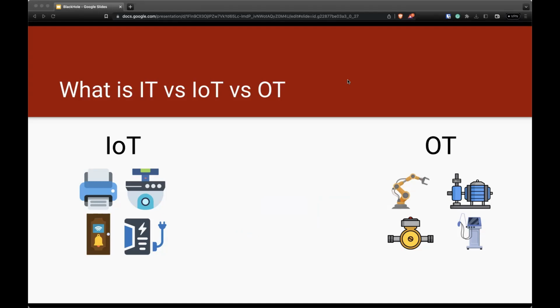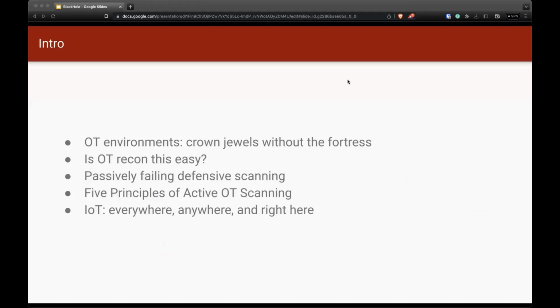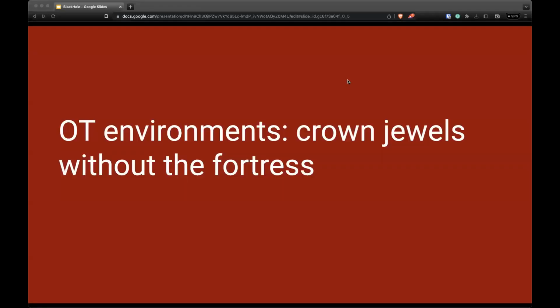And in this talk, we will focus on IoT and OT. Many of us are not familiar with OT, so I'll go over that first. And then I will talk about how it's an easy challenge for offensive security to attack OT environments. Then very briefly, I'll touch on what people do for defensive scanning. And next, I will discuss the novel idea of this talk, which is active scanning. And then finally, I will jump over to IoT for a quick look.